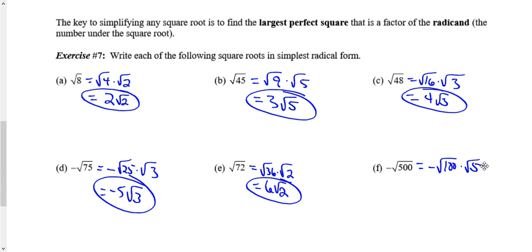Hey, Hannah, what's the square root of 100? What was the number you squared to get it? 10. So negative 10 square roots of 5. You kind of getting the idea now?